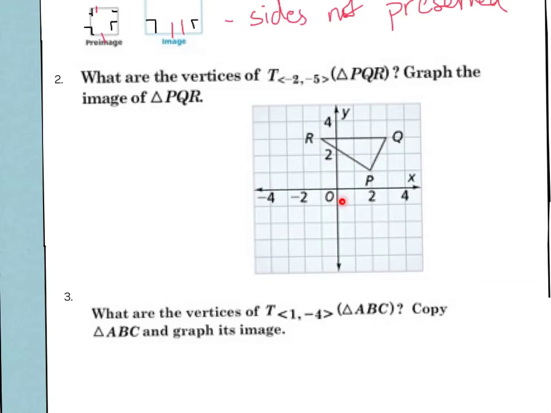Here let's use blue. Again, I'm going to go to R and go to the left 2, so that'd be 1, 2, and I'm going to go down 5: 1, 2, 3, 4, 5. Make a point, and that point will be R prime. Do the same thing for the other two points. Here's our last point, P prime. Then I just want to connect them. And there we have it, a translation.